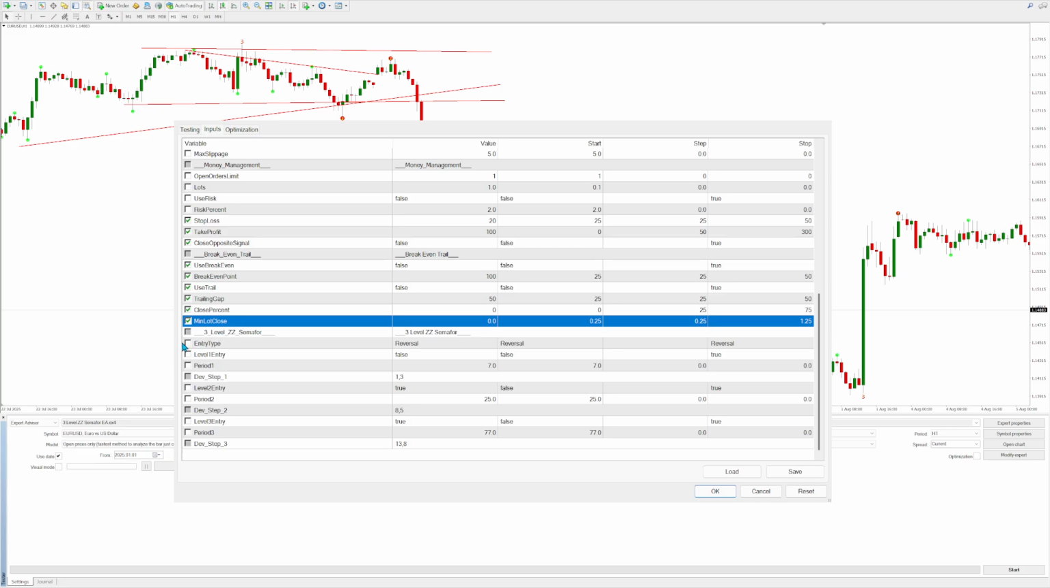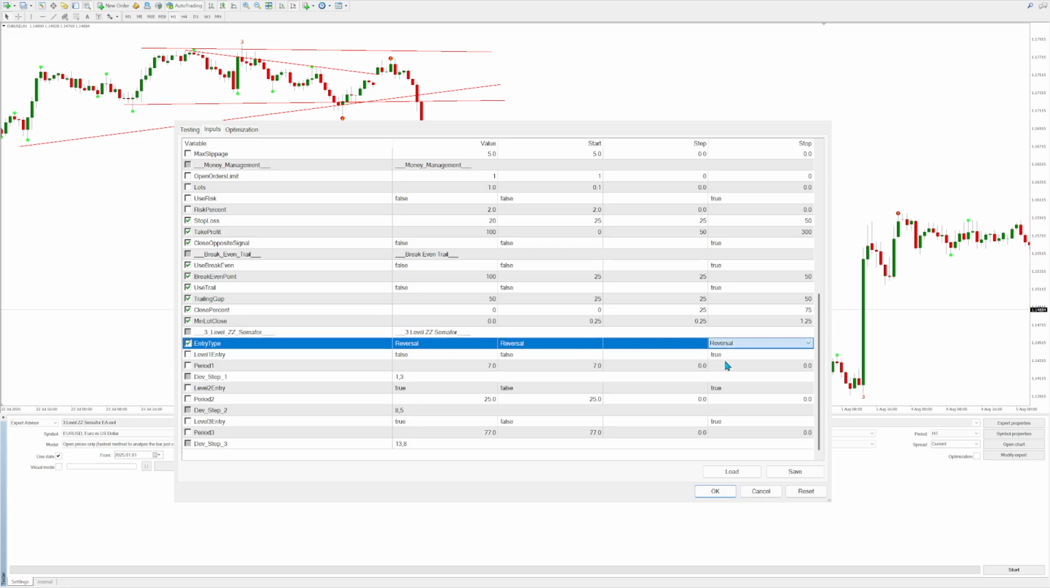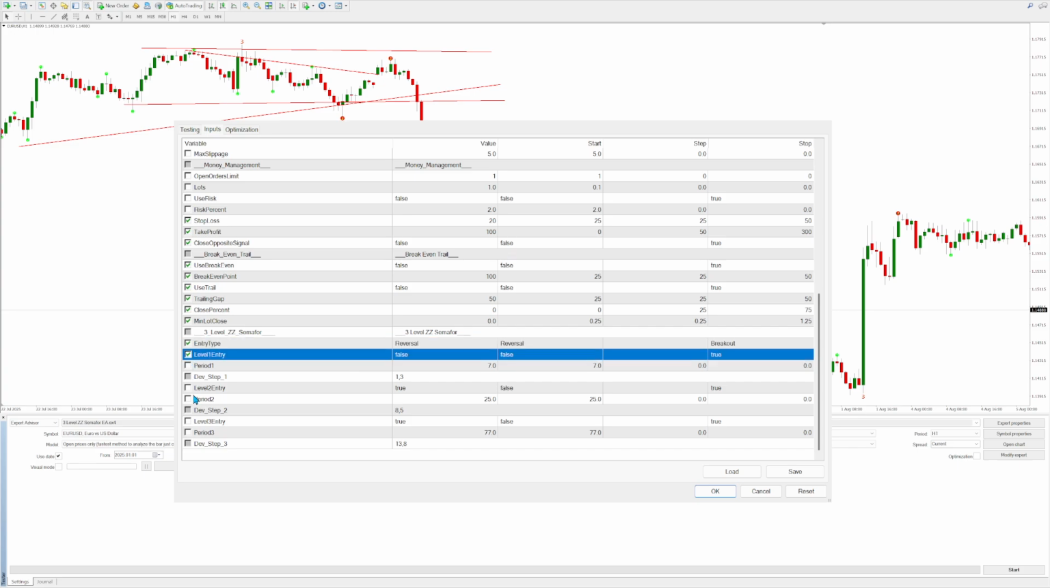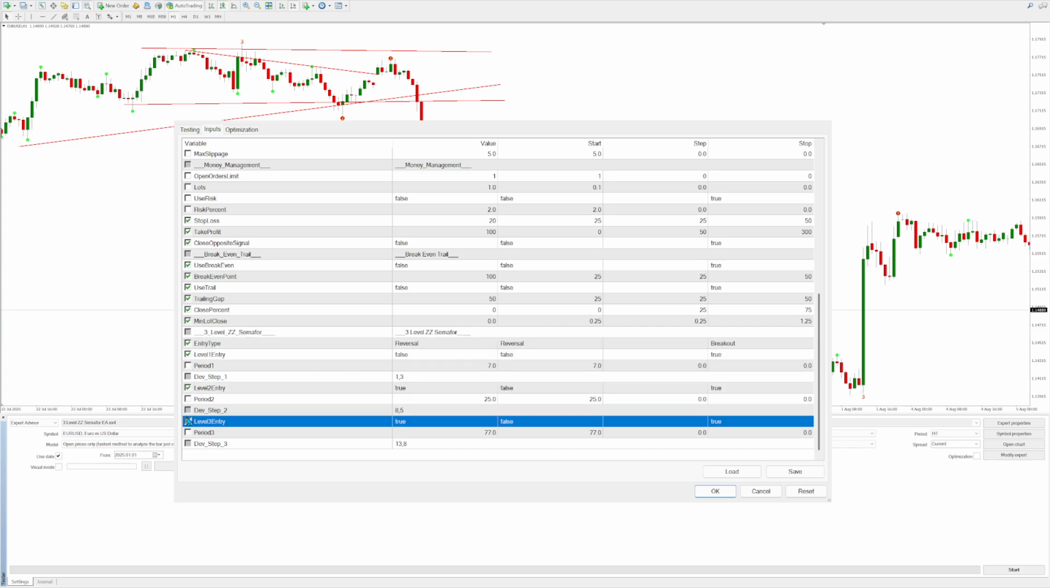Okay, so entry type, we'll check that. So we'll want to test reversal or breakout. Level entry, true or false. Level 2 entry, true or false. Level 3 entry, true or false.